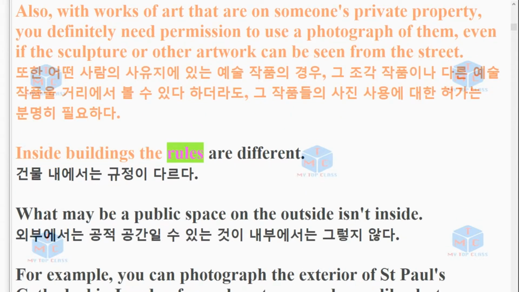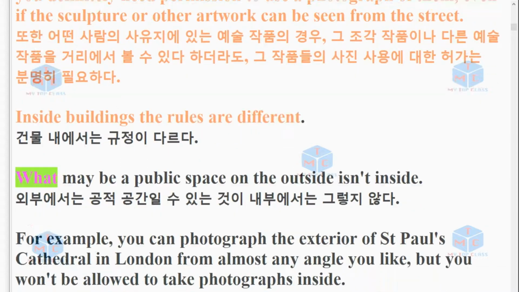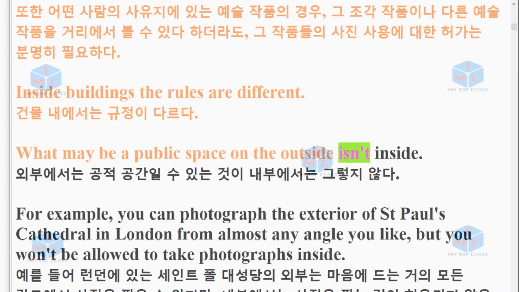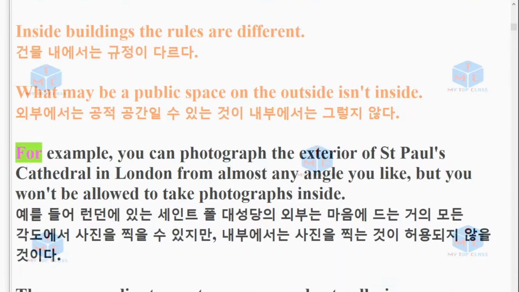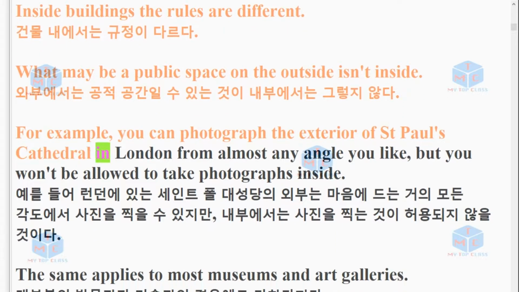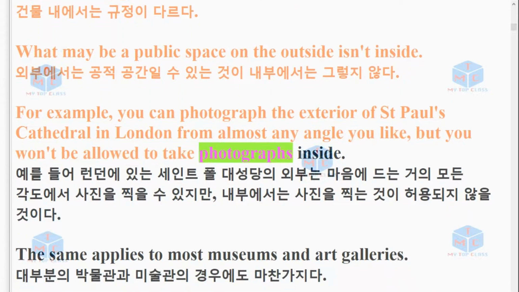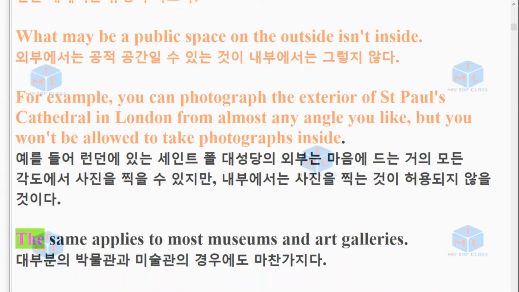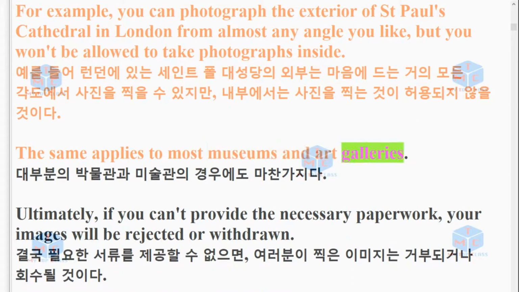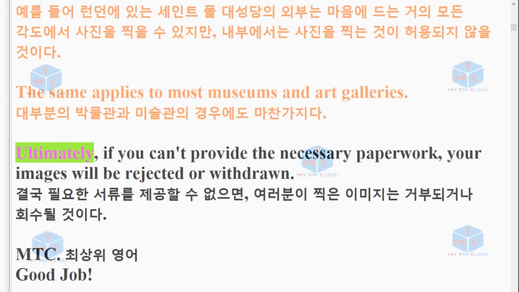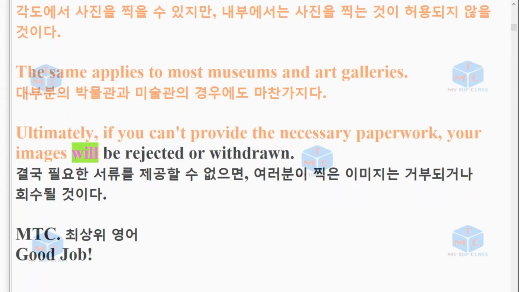Inside buildings the rules are different. What may be a public space on the outside isn't inside. For example, you can photograph the exterior of St. Paul's Cathedral in London from almost any angle you like, but you won't be allowed to take photographs inside. The same applies to most museums and art galleries. Ultimately, if you can't provide the necessary paperwork, your images will be rejected or withdrawn.